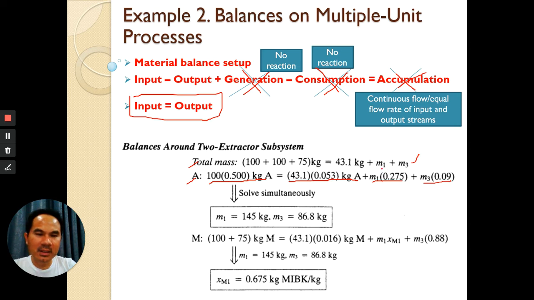For this case, we have 2 equations, 2 unknowns. You can solve for M1 and M3. You can solve this simultaneously. Okay.